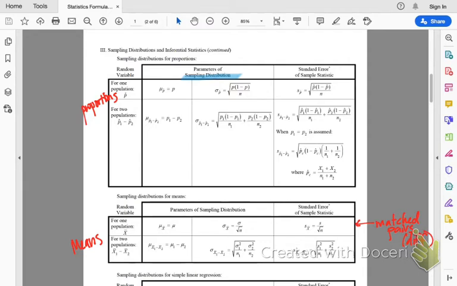Something interesting that I feel like they've never included before is your p hat c, which is your combined proportion. And that's what you use for the formula for two sample proportion. You use p hat c. So that's there, that you just take your total values divided by your total sample size.